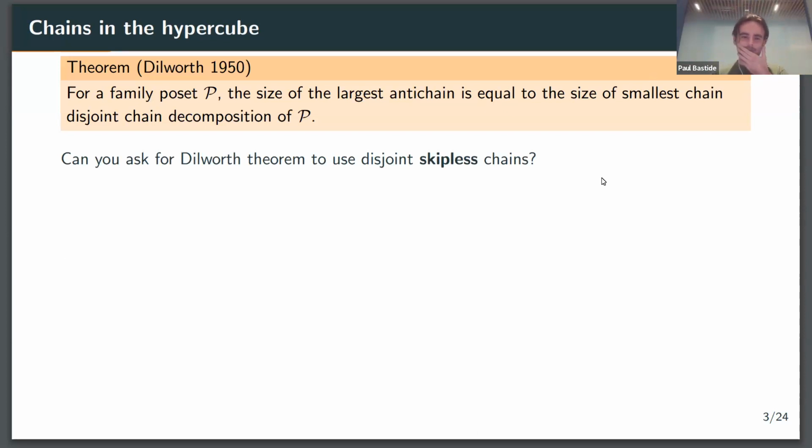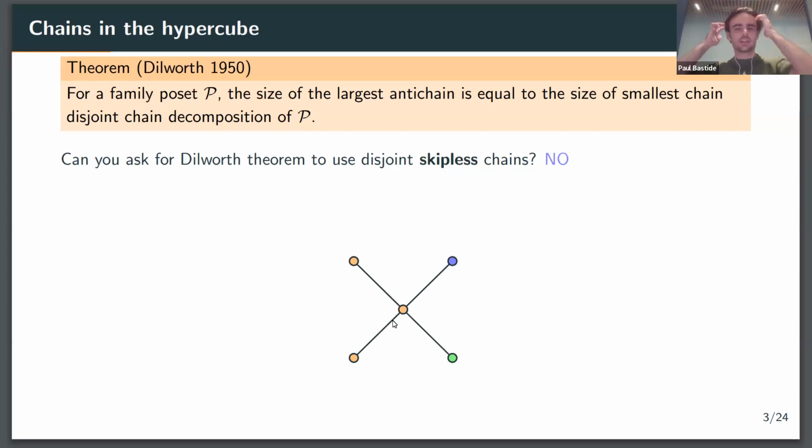So yeah, I guess the answer is kind of yes and no, but the main answer is no, in the sense that you could still do something silly, such as take a skipless chain containing one element for each element of your poset. That would be a set of skipless chains that decompose your poset, but there are posets for which you will never be able to use as few chains as in Dilworth's theorem. So for example, this poset has an antichain of size 2.